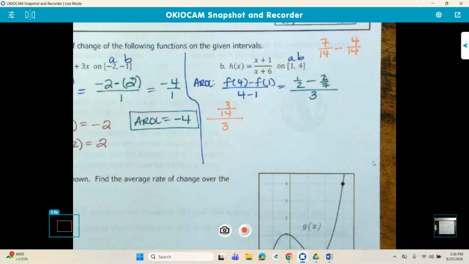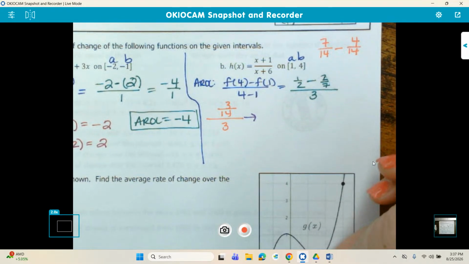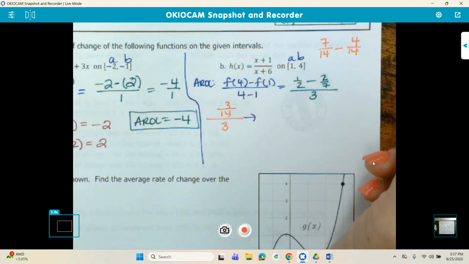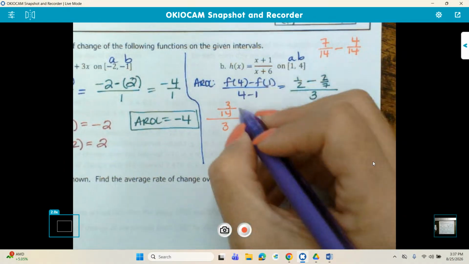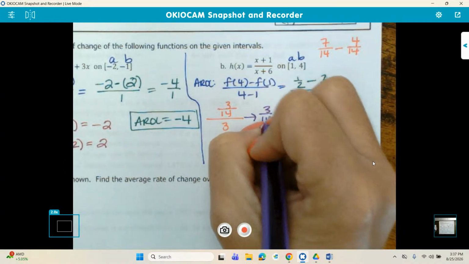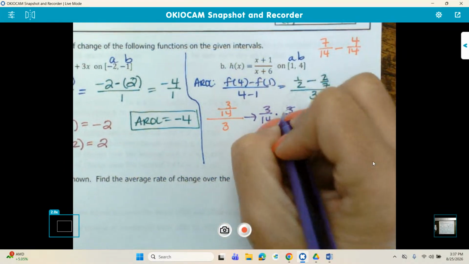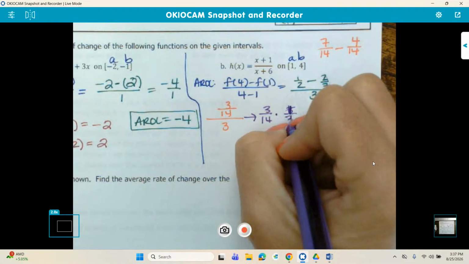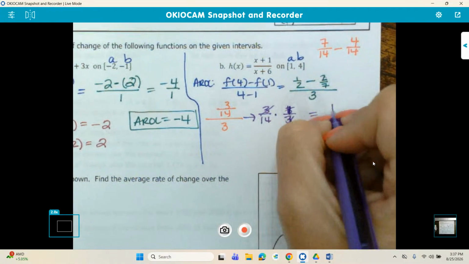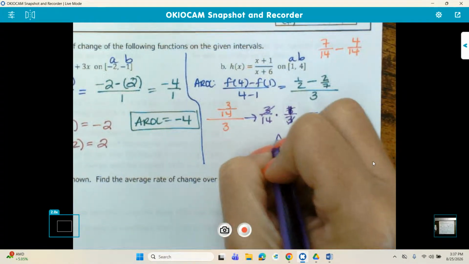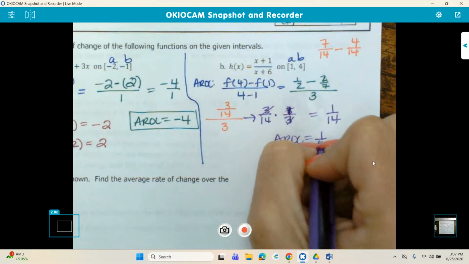And we're going to do the famous keep, change, flip. Now, while I record these, you can always slow it down, rewind it, go back, whatever you need to do to revisit it. I do talk to nobody in class a lot of times, so I do tend to go a little bit faster. All right, so that's going to be keep, change, flip. Oh, it's supposed to be 1/3, sorry. 3s will cancel, so now I'm left with 1/14. So our AROC here is 1/14.